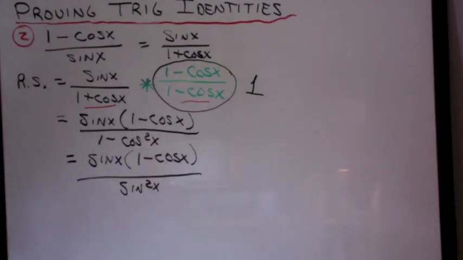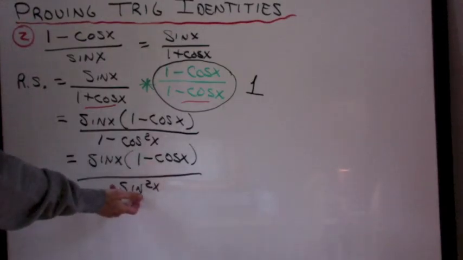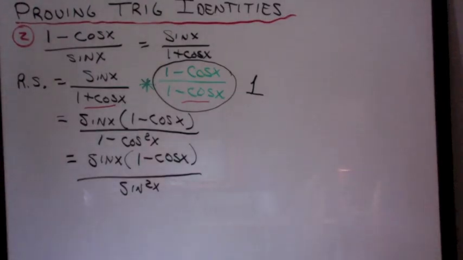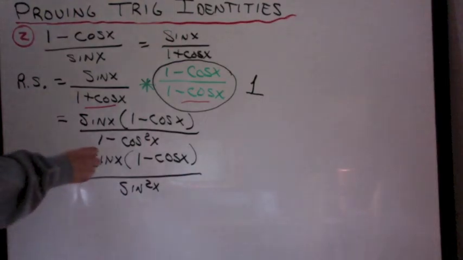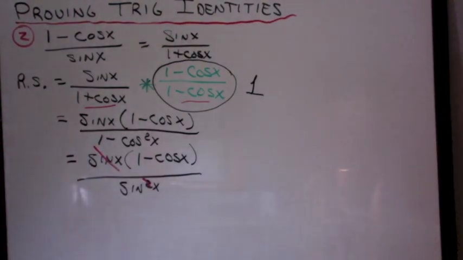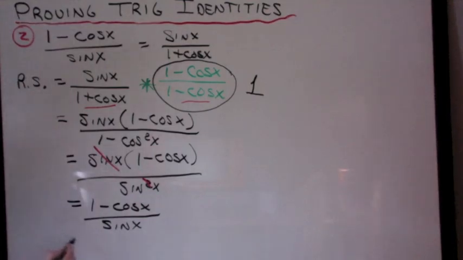This is all multiplying and dividing: a number times another number divided by another number. When you have a situation where it's all multiplying and dividing, anything on top can cancel with anything on the bottom. This sine x will wipe out one of those. That leaves you, so this is 1 through that bracket, so now get rid of the bracket, and we will have 1 minus cos x. And then on the bottom, you're simply left with one of these sine x's.